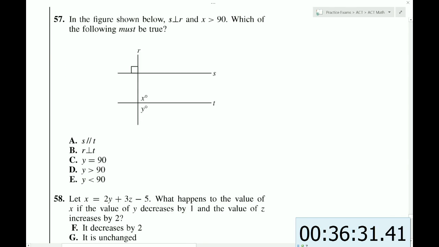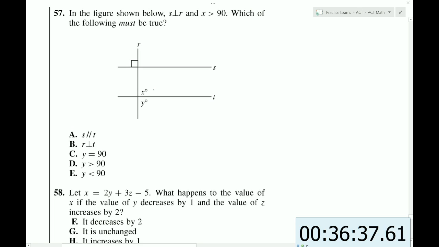In the figure shown below, S is perpendicular to R, and X is greater than 90. Which line must be true? So let's say this is 100. Then this would have to be 80, right? So you see this is going to be smaller as a result. So Y is going to be less than 90.